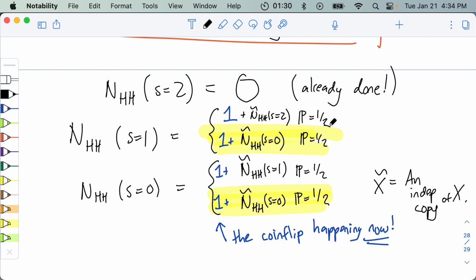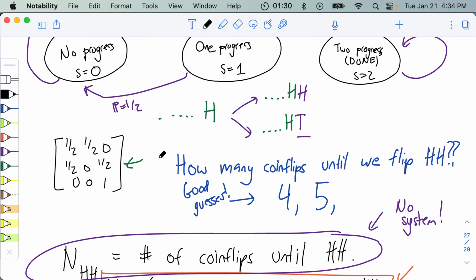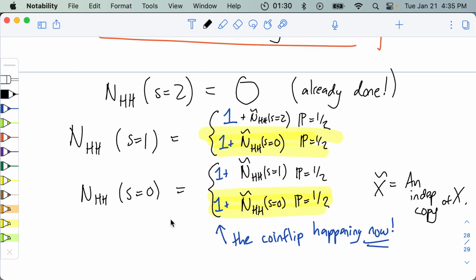This is exactly the same thing as the Markov transition matrix, right? Those are the rules that tell you where you move. And then I've added on this logic of what happens if you're in this state. Well, you have to wait 1 coin flip. The 1 pluses are the only extra thing.